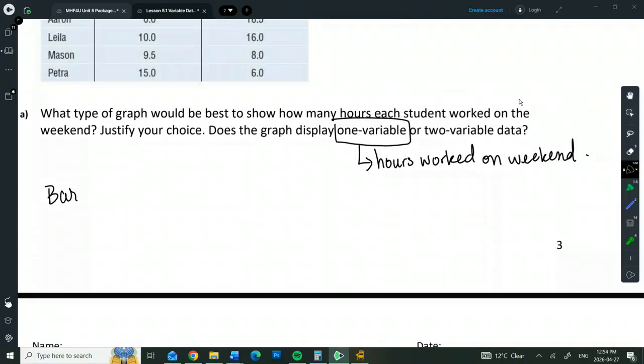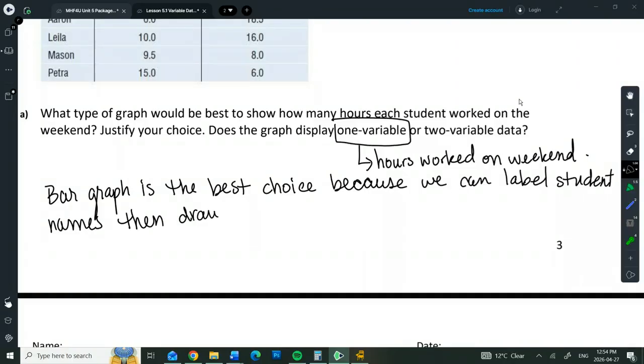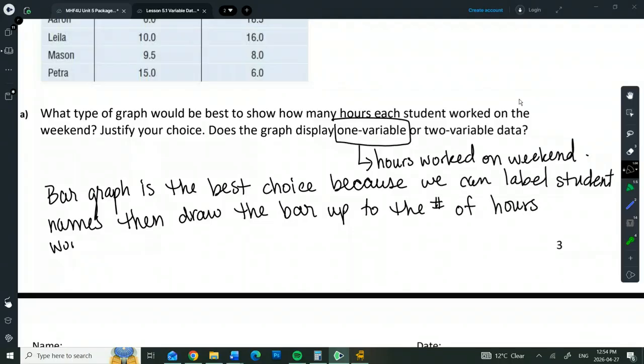So bar graph is the best choice because we can label student names. Then draw the bar up to the number of hours worked. And that will individually show how many hours each person worked.